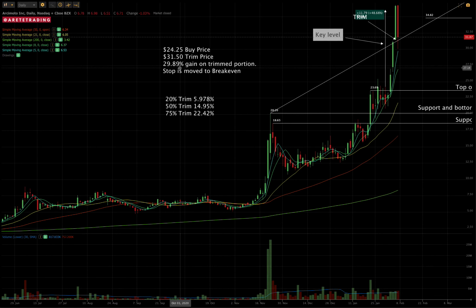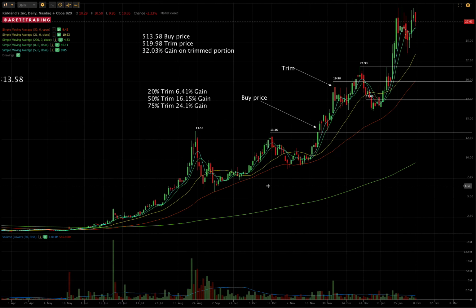20% trimming at this level locked in 5.978%. This with this gets us this. Here, 50% of it was sold, we get 14.95%. If 75% of our position was sold at this level, this is what we locked in. This is return on invested capital, that's the best way to explain it. So again, you're taking these 2 numbers to arrive at this. You're using this to calculate this, which gives you your total return on invested capital.